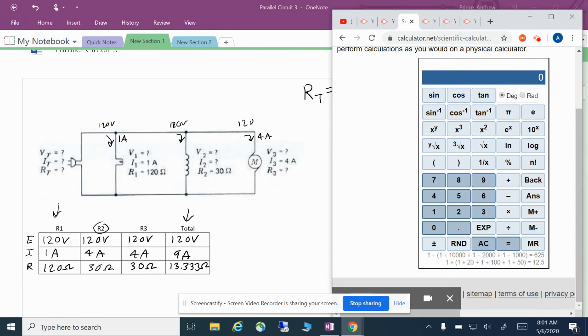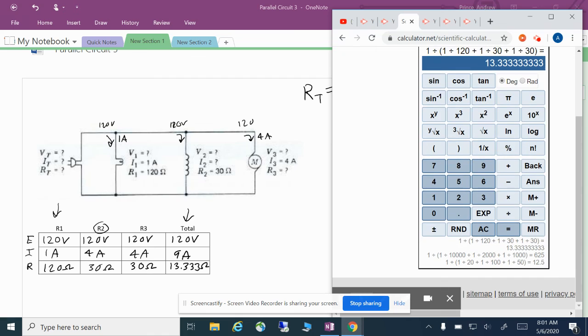So let's see what we got here. 1 divided by parentheses 1 divided by 120 plus 1 divided by 30 plus 1 divided by 30 should give us 13.333 continuing, which is exactly what we had there.